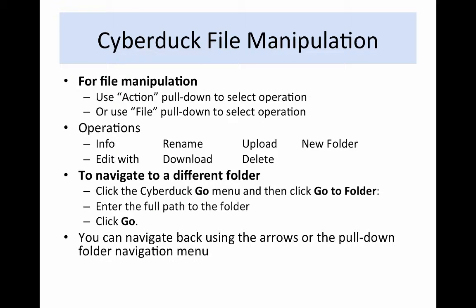For file manipulation, use the Action pull-down tab to select an operation, or use the File pull-down tab to select the desired operation. The operations that can be performed include Info, list information about the file; Edit with, use a text editor to edit the file; rename the file; download a copy to your laptop; upload a file from your laptop into the data grid; delete a file from the data grid; new folder, create a new collection.